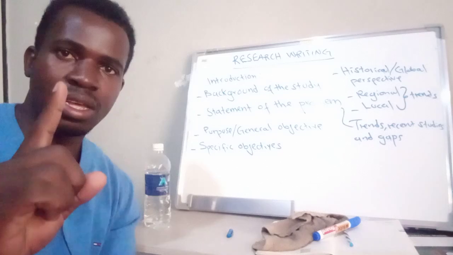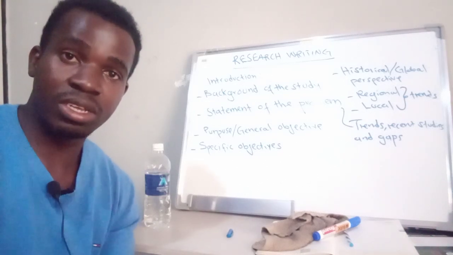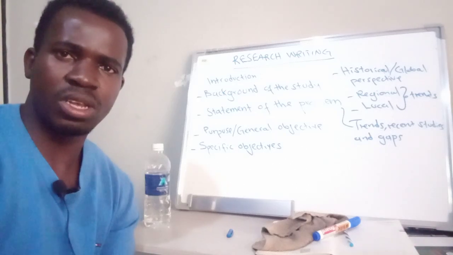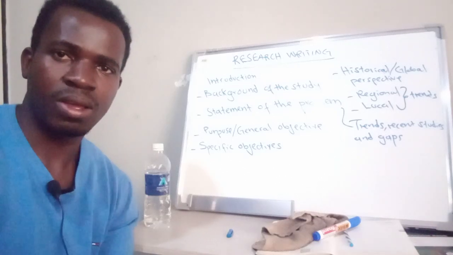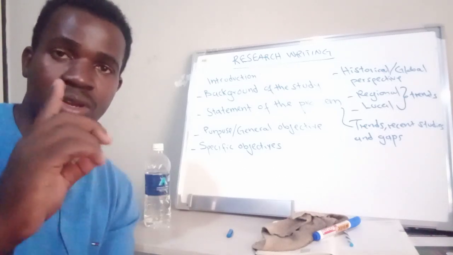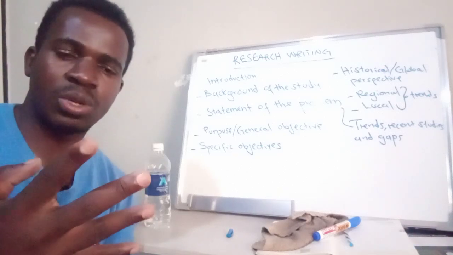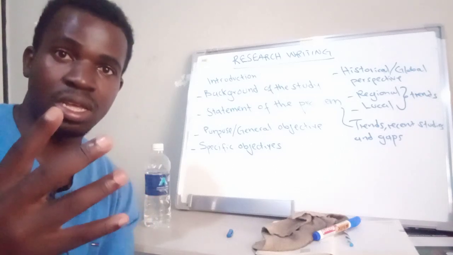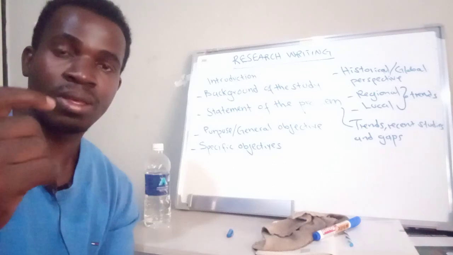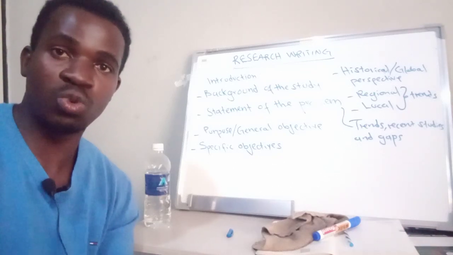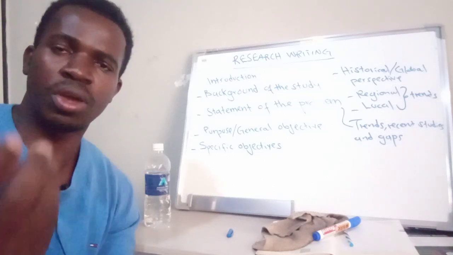So to start with, last time we talked about what research is all about. Then today I would like to delve into the first chapter for proposal writing, which is the introductory part or introduction. It has quite a number of subtitles that we are going to come across, but I'm going to start with the major ones, which are background of the study. What exactly does this mean to a researcher?